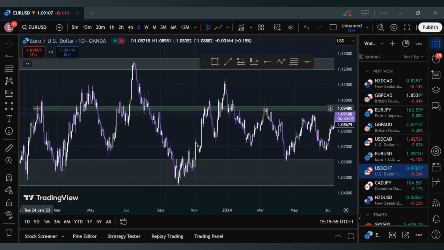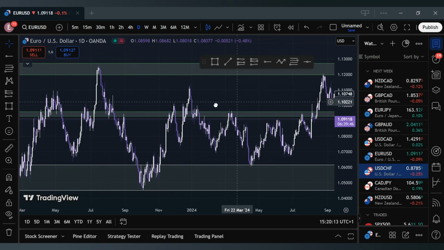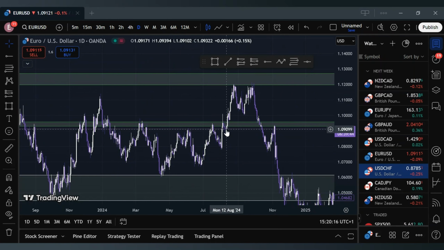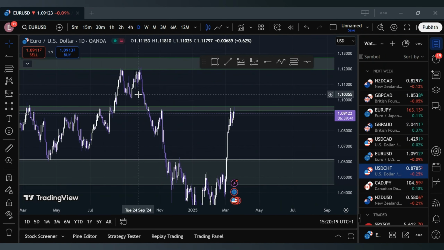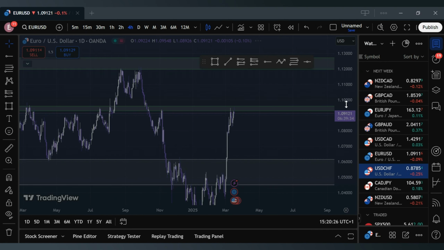So we have this: 1, 2, 3, 4, 5, broke it, retested, broke it again, 6, 7, 8, 9, 10, 11. You can count this as 11, 12, broke, retested, broke it again, 13, 14, 15, 16. Then the current place the price is at, which price is currently rejecting off of, is the 17, I think 17, yeah.